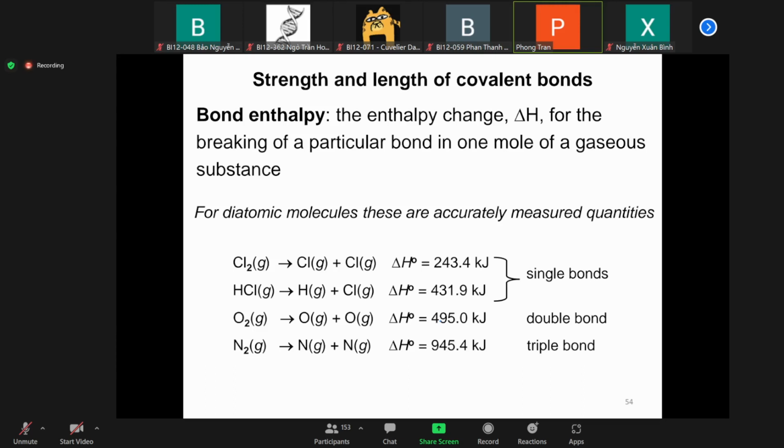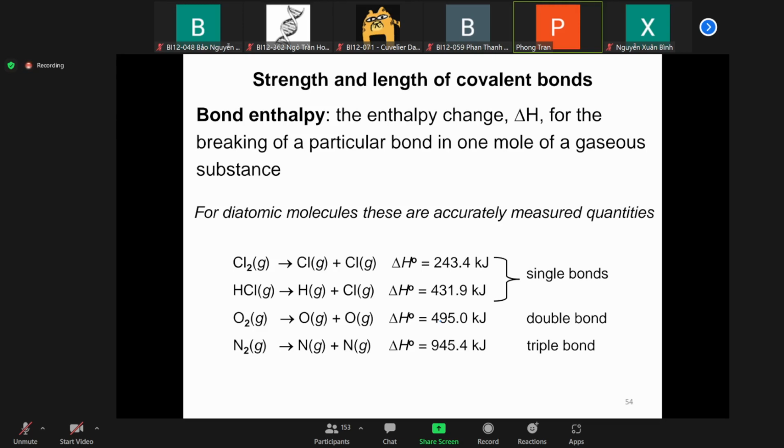For a diatomic molecule, that means a molecule with 2 atoms, they are accurately measured in quantity. For example, you take the molecule of chlorine, you cut it into 2 atoms of chlorine in the gas phase. So you have the enthalpy of the single bond you see here. You can have also the enthalpy of double bond or triple bond. With the same concept, you take 1 mole of the gas, and then you put energy to cut it into 2 moles of gas atoms. Then you have the bond enthalpy, which is equal to the amount of energy.